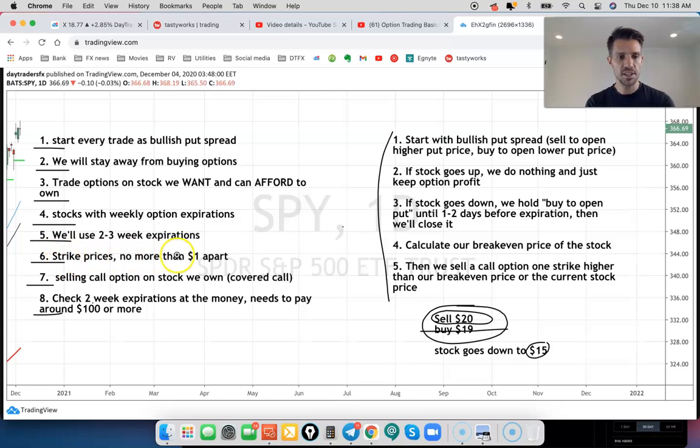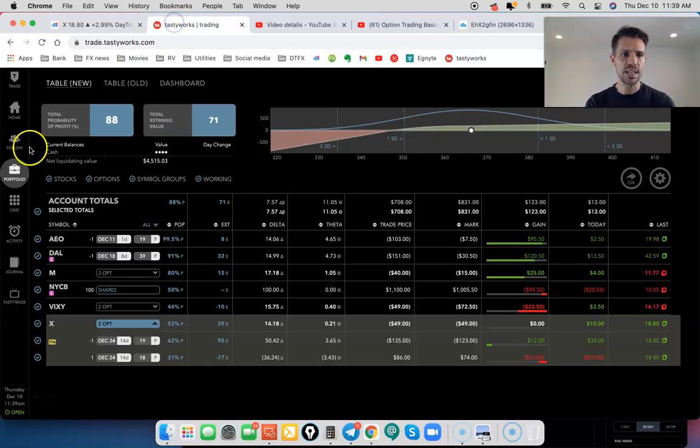I want to make sure that there's lots of strike prices, and they're usually about $1 apart or less. I'm ultimately going to end up selling call options on the stock that I own if the stock goes against me, right? And I'm going to use about 2 week expirations on that call option. So about 2 week expirations on the credit spread, and then if it turns into assignment, then I'll put another 2 week call option expiration on that. And one of the things that I'm going to look at, before I start a credit spread, is that I look out about 2 weeks and that call option pays me enough money.